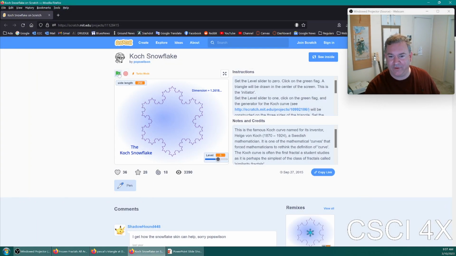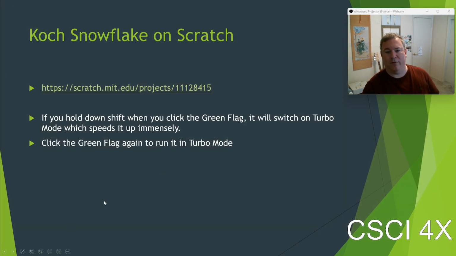So turbo mode will have it draw instantly. If we run this, you can see instead of it taking forever to do it, if we're doing this normally, you can see this thing just crawling. If you turn on turbo mode, then it just draws everything instantly. So whenever you work with fractals online, it's probably a good idea to shift-click on the green flag, and that turns turbo mode on and off.